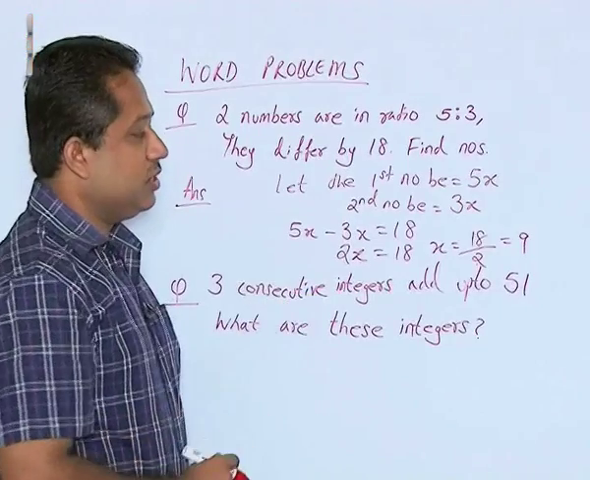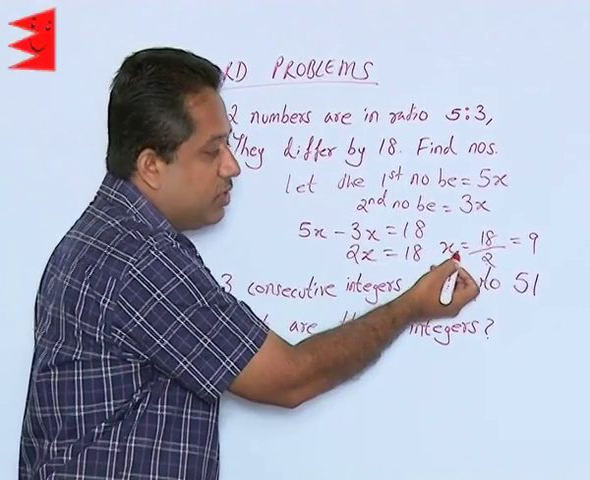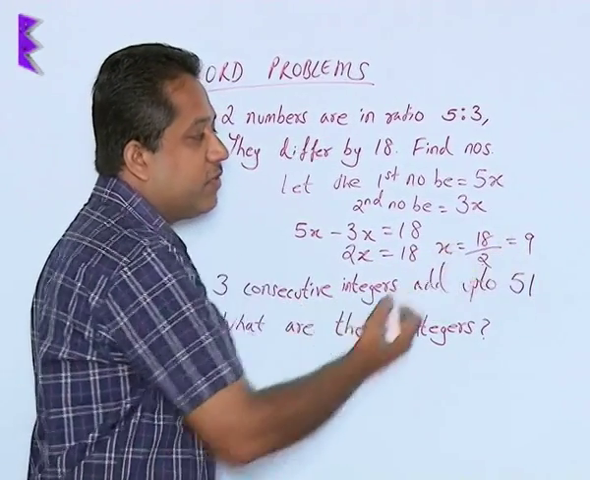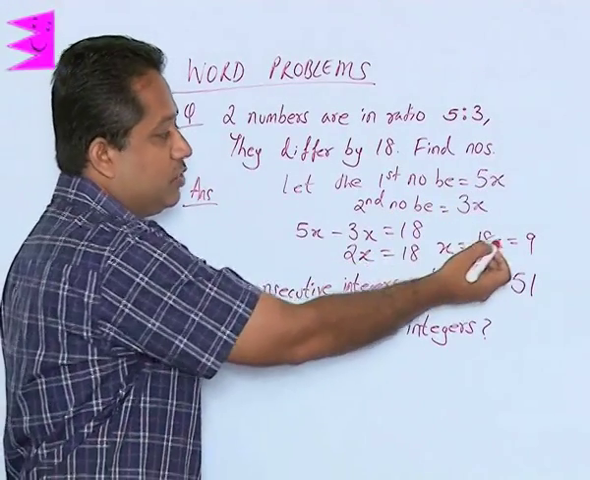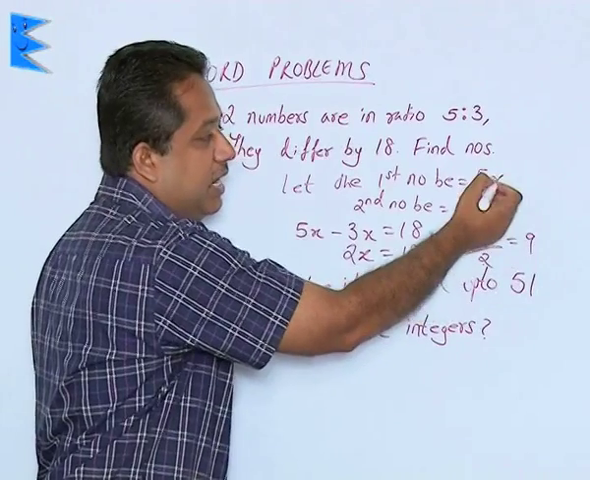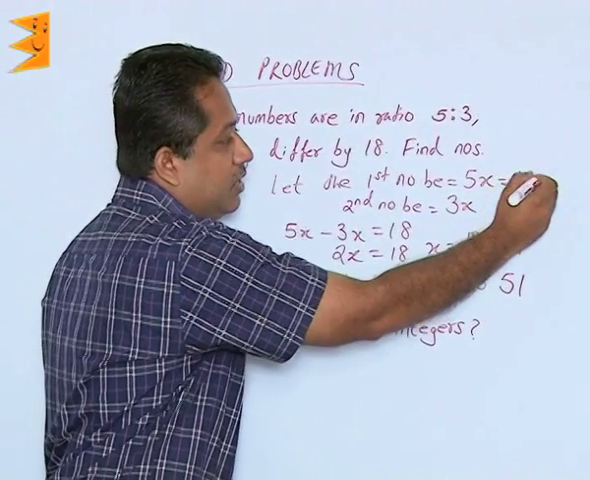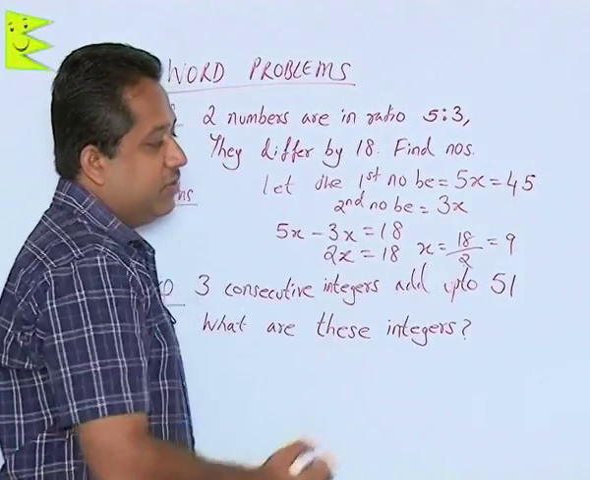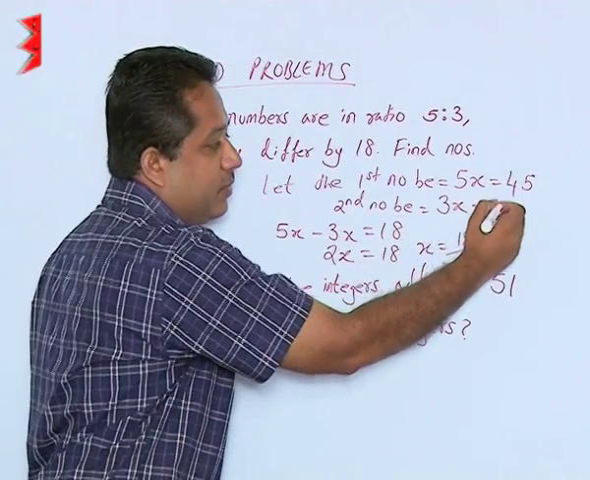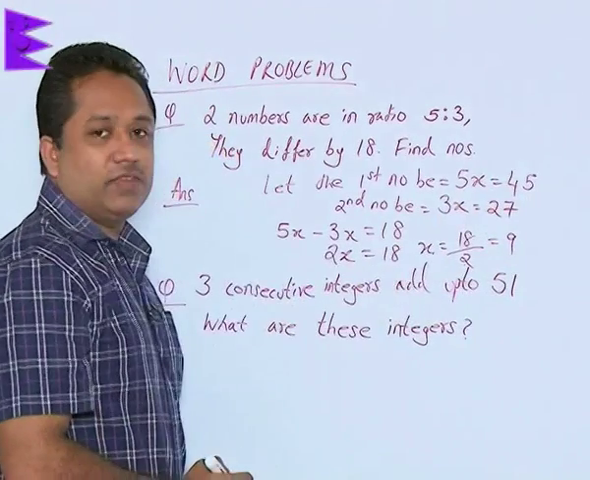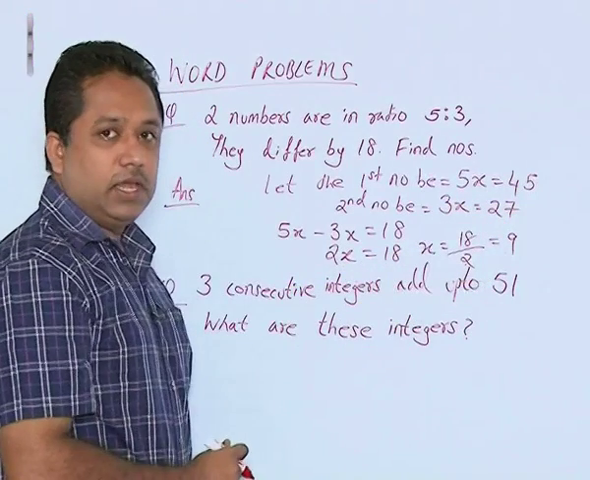However, this is not the solution. What is the solution of this word problem? To find the solution, we have to substitute the value of x that we have found out. The value of x that we have found out is 9. So, the first number we had assumed as 5x. Therefore, the solution is going to be 5 multiplied by 9. So, the first number will become 45, and here the second number is 3x, that is 3 multiplied by 9, which will be 27. You can verify the answer that you have got as 45 and 27, because when we subtract 45 and 27, the result will be 18.